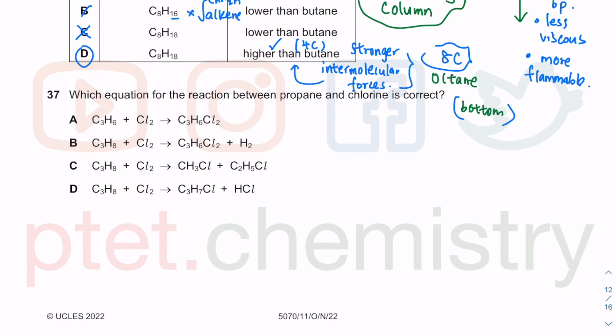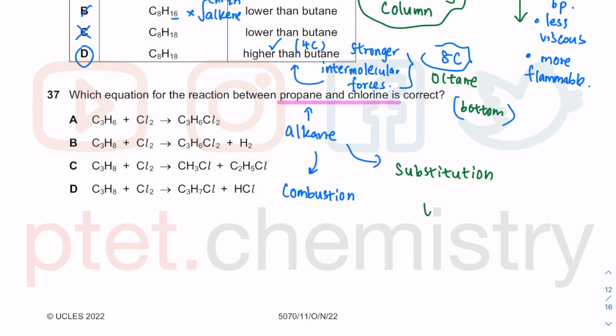Question 37, we have propane and also chlorine. We see that this is an alkane. We know that alkanes undergo very few reactions. The first one of which is combustion. We are not reacting with oxygen, so it's not really combustion here. The second reaction, which is relevant to this question, will be substitution. And this is substitution with chlorine, so you do need UV light, which is ultraviolet light. If you do physics, you will know that this is of quite high energy, just next to the visible light region, but before the gamma ray region.